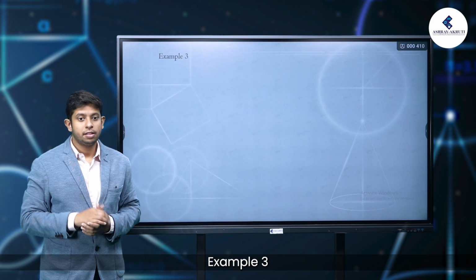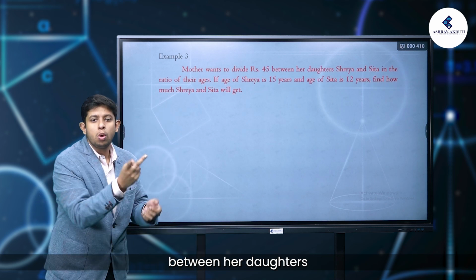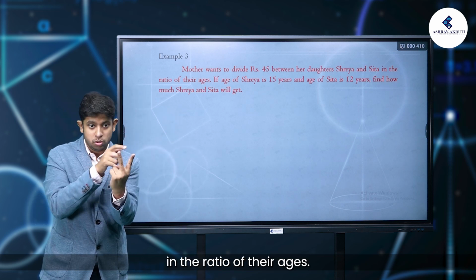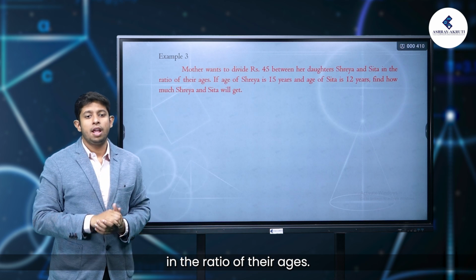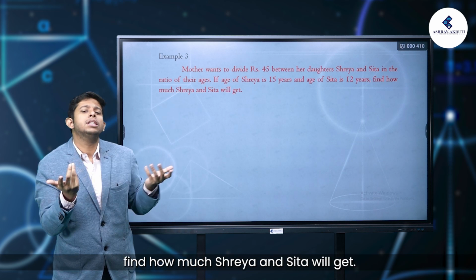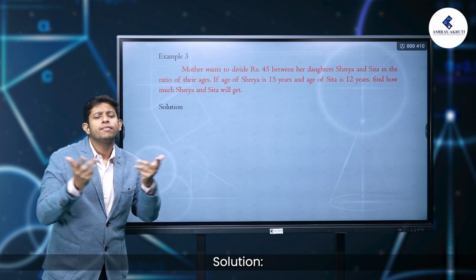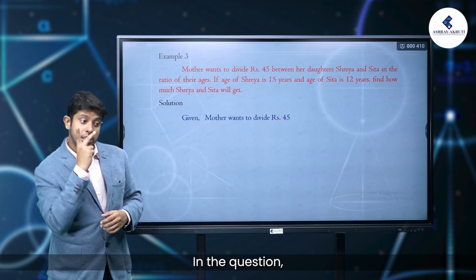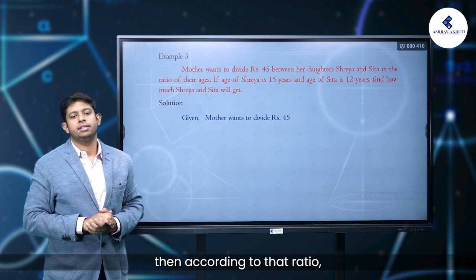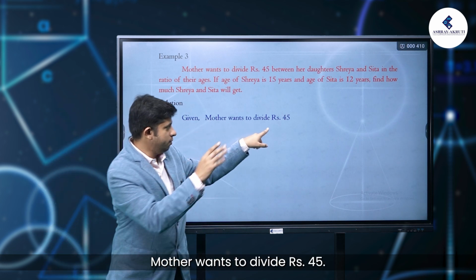Example 3. Mother wants to divide rupees 45 between her daughters Shreya and Sita in the ratio of their ages. If the age of Shreya is 15 years and the age of Sita is 12 years, find how much Shreya and Sita will get. Solution. In the question, first we need to find the ratio of Shreya's age to Sita's age. Then according to that ratio, the money will be divided. Given. Mother wants to divide rupees 45.